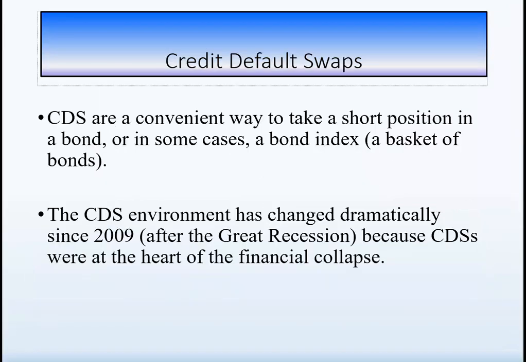CDSs are a convenient way to take a short position in a bond, or in some cases a bond index, like a basket of bonds. Let me back up a minute and talk about short selling. While short selling is relatively easy for stocks, it's kind of difficult for bonds. Short selling involves borrowing a security, selling it with the intent of buying it back at a lower price and returning the asset to its owner. It's a way of making money when asset prices fall.